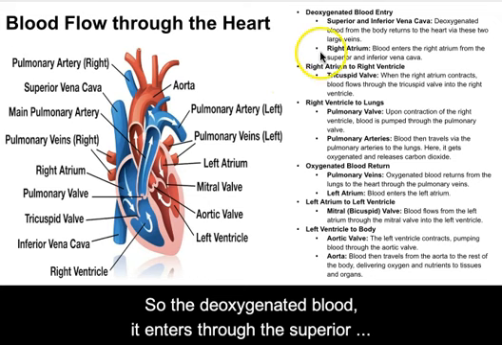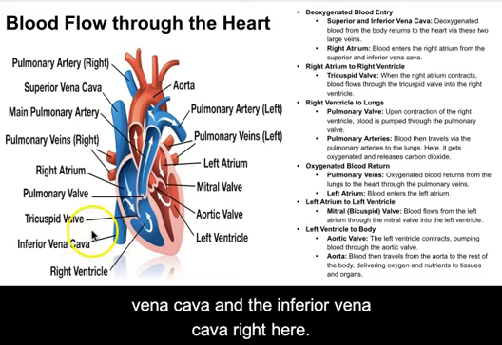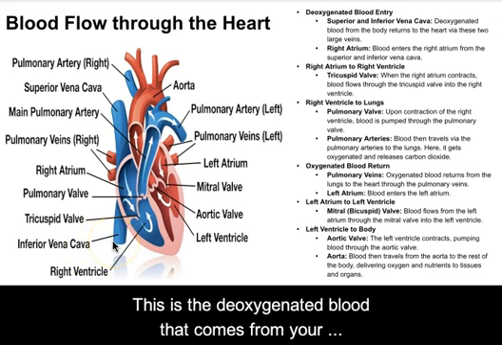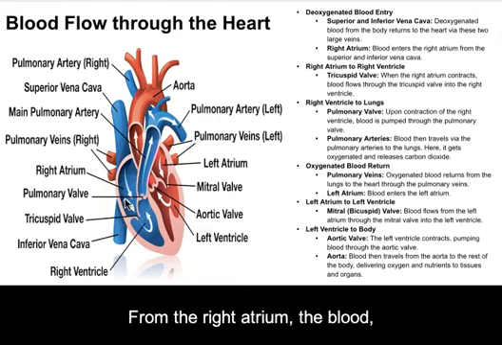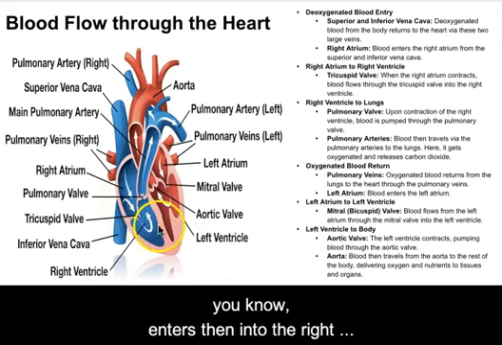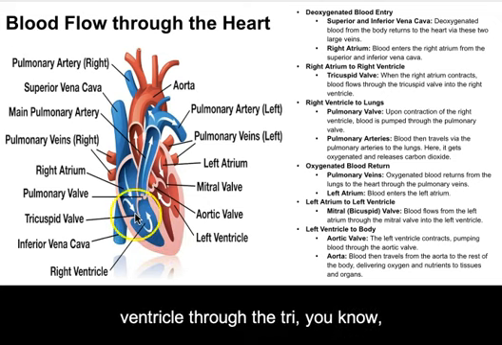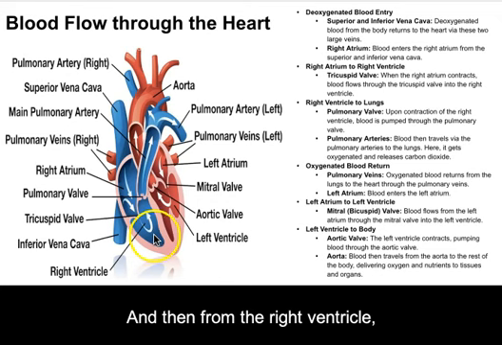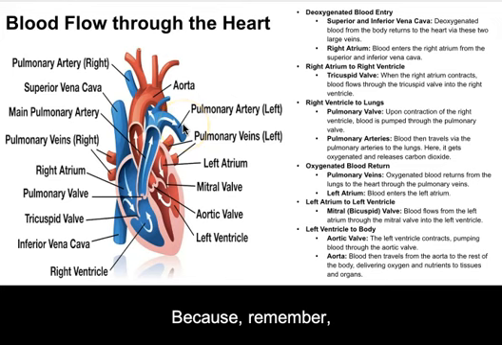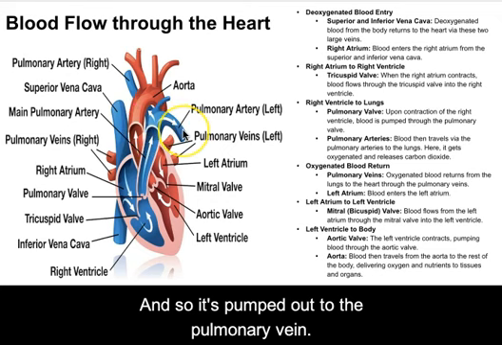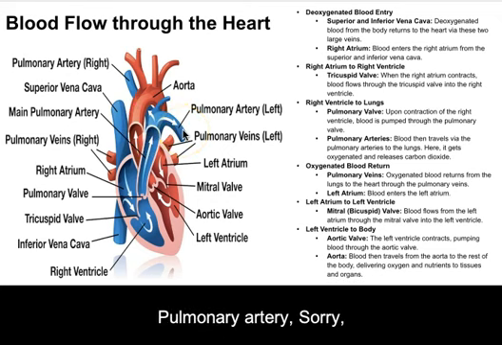So the deoxygenated blood enters through the superior vena cava and the inferior vena cava right here. This is the deoxygenated blood that comes from your body, and it enters into the right atrium right here. From the right atrium, the blood then enters into the right ventricle through the tricuspid valve. And then from the right ventricle, the blood is pumped out to the lungs, because remember, this is still deoxygenated blood, right? And so it's pumped out to the pulmonary artery, sorry.